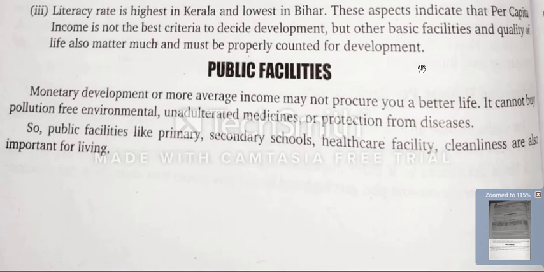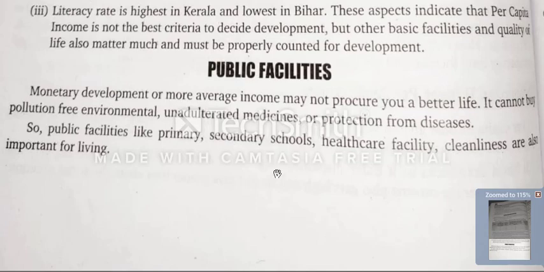Procure means supply, provide. Earn is a good word. Income may not earn you a better life. It cannot buy a pollution free environment. Through the money, it's not possible that you will have a better life, or you can buy a pollution free environment. You can live in a good environment.